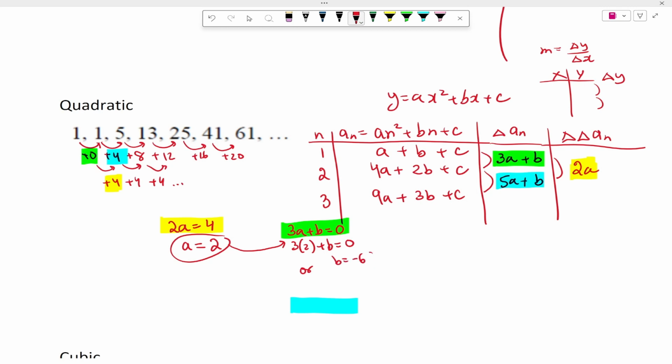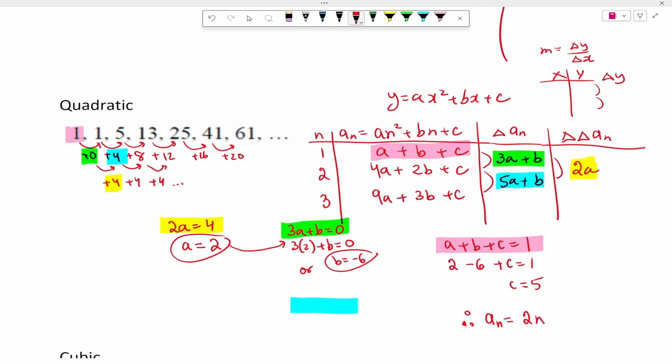-6. Okay, so finally, we still don't know c, so take one more. It really doesn't matter which one you choose. I'll take the first one, and I'll take the first one from here. Create an equation. A plus b plus c equals 1. A is 2, b is -6. What's c? That would be 5. And therefore, our equation would be 2n squared minus 6n plus 5.